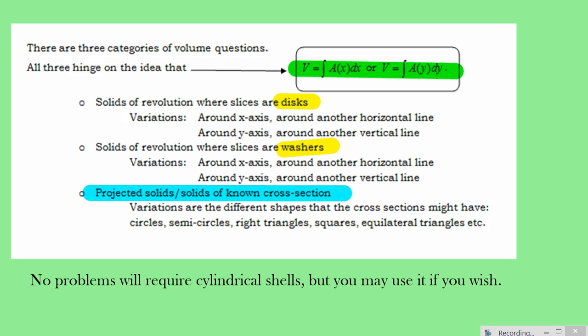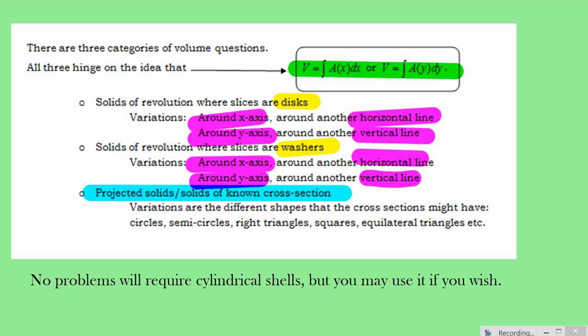So if you have this, I could have a shape that is revolving around the x-axis, around the y-axis, around a different horizontal or a different vertical line. And that's true also of washers. And the variations of projected solids basically have to do with the shape.